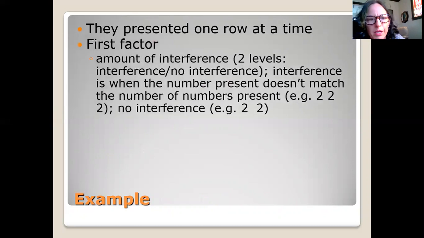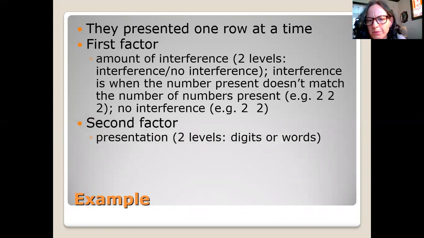They presented one row at a time, and the first factor was the amount of interference, and there were 2 levels of that factor. There was either interference or no interference, and interference is when the number present doesn't match the number of numbers present. So the correct answer, for example, of 222, the correct answer is 3, and in no interference, it would be 22. The correct answer would be 2, exactly as it says. The second factor, or second independent variable, is the presentation, whether it's in digits or words. That one also has 2 levels. So therefore, this is a 2-by-2 design.